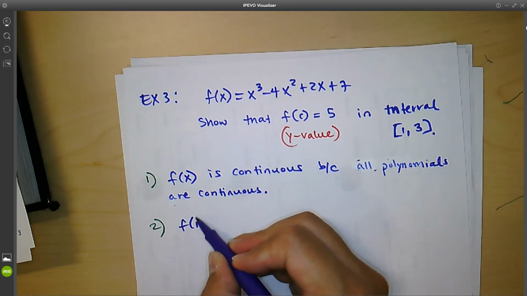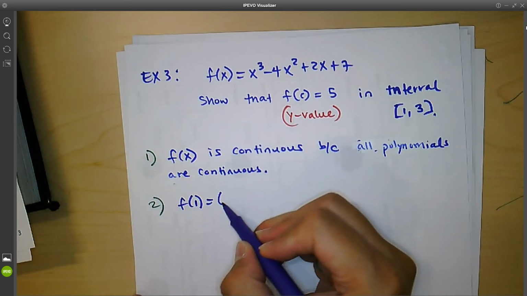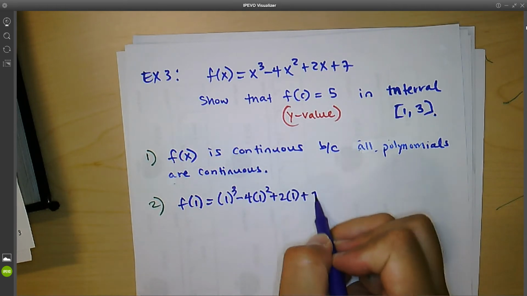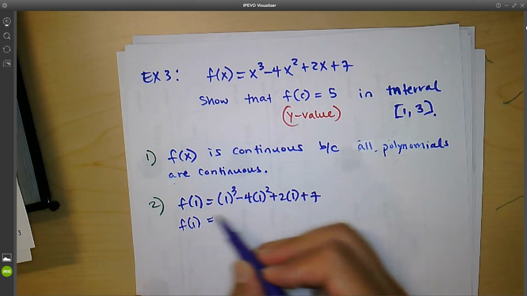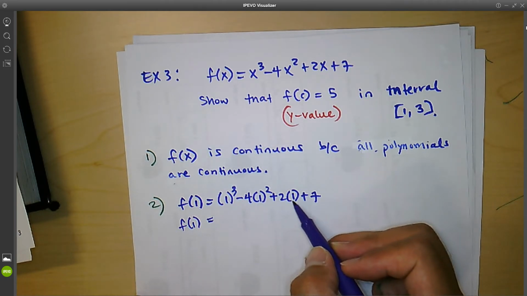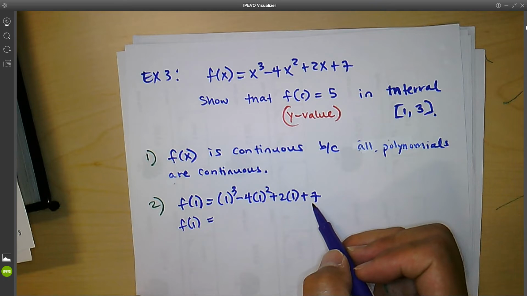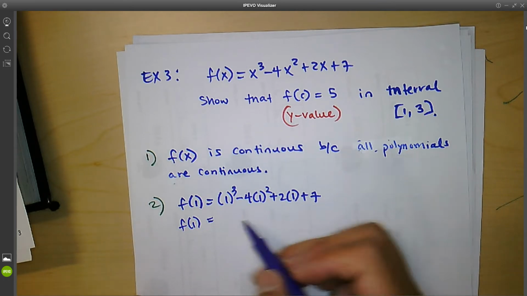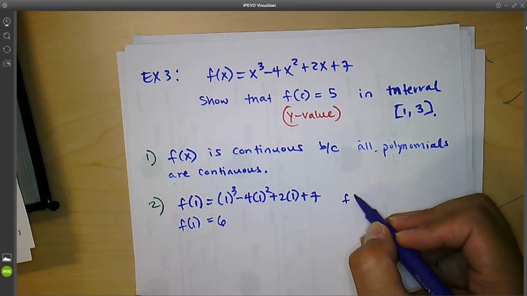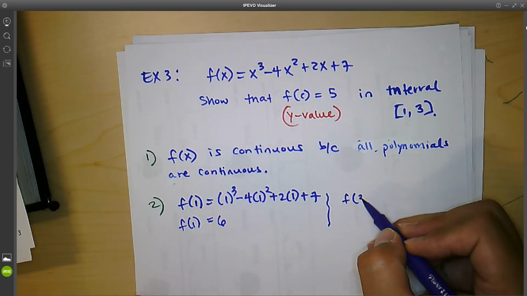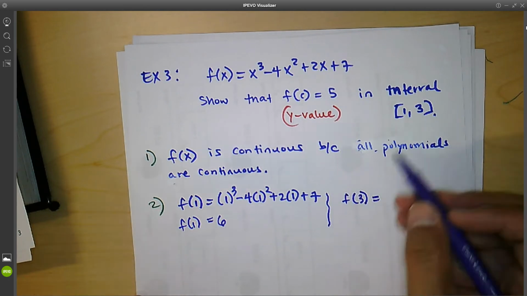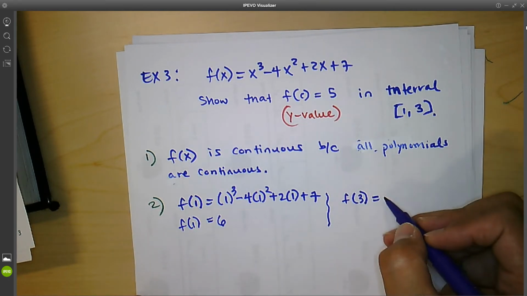Okay, f of 1, that says plug it into that equation. You do your math. We got 1 minus 4, that's negative 3, plus 2, negative 1, plus 7, is that 6? F of 1 is 6. Okay. How about f of 3? So you don't want to compare it to 1 and 3 because that's a y value. These are x values. But you could compare it to f of 3 and f of 1.